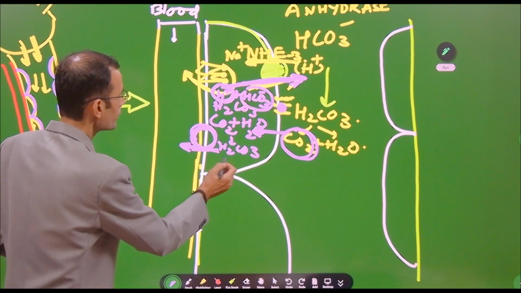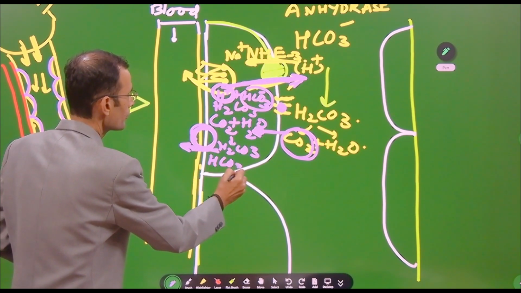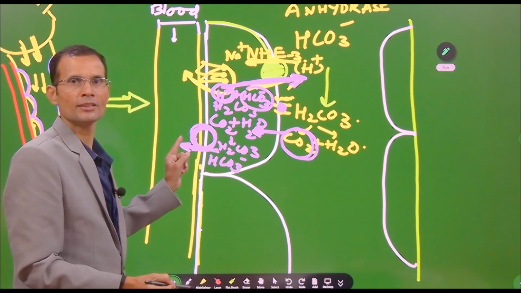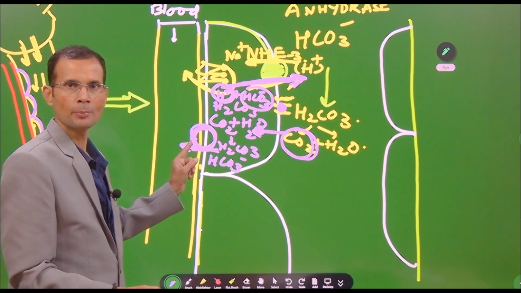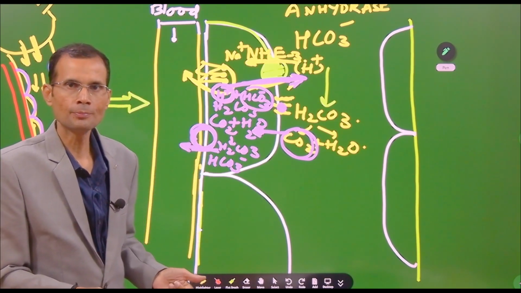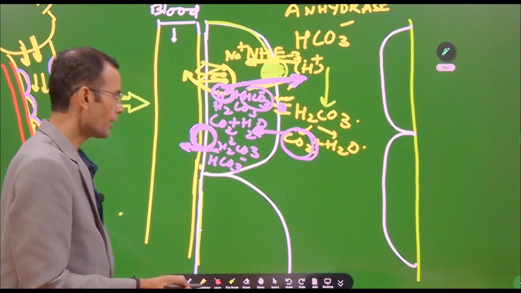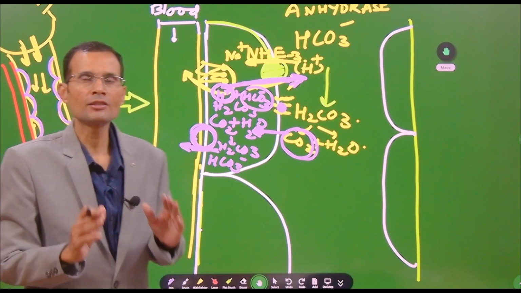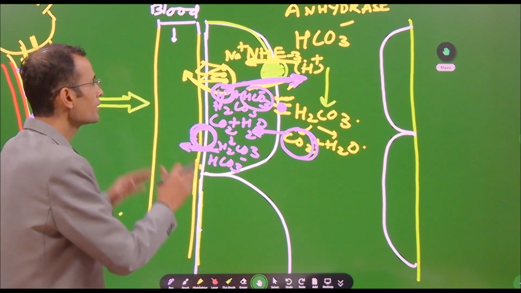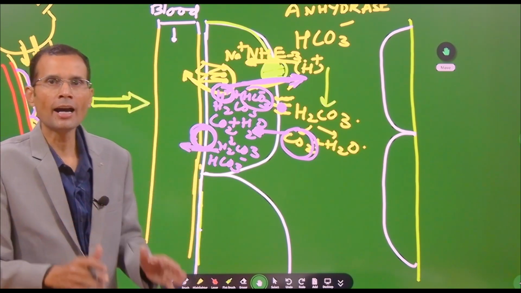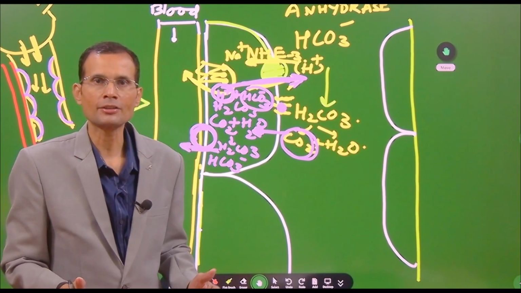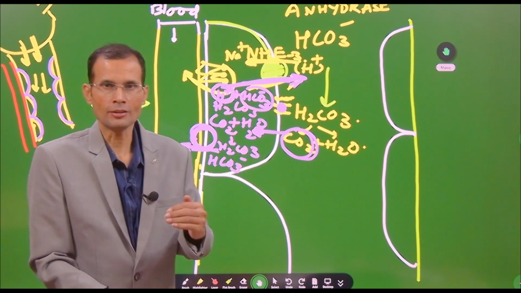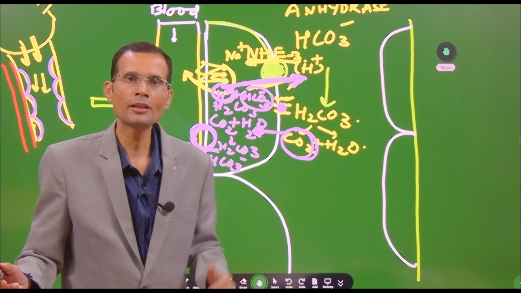Bicarbonate, via its transporter, can be transported out of the cell across the basolateral membrane into the interstitium and then eventually into the bloodstream. So this is how bicarbonate is reabsorbed, and this is where carbonic anhydrase inhibitors will act. Carbonic anhydrase enzyme blockers, we are now talking about the diuretics.